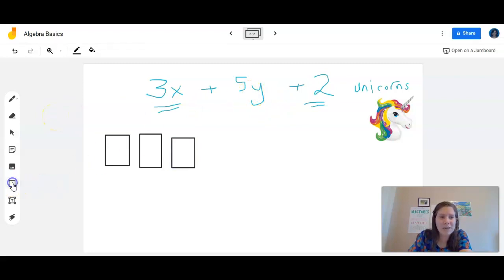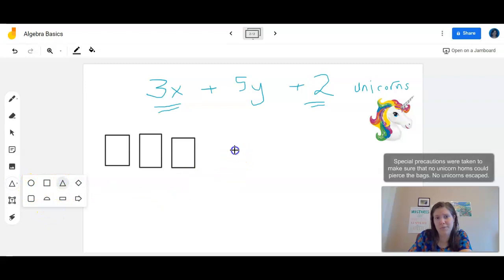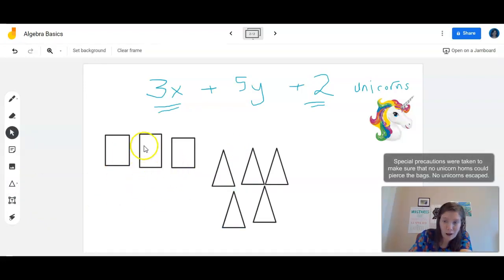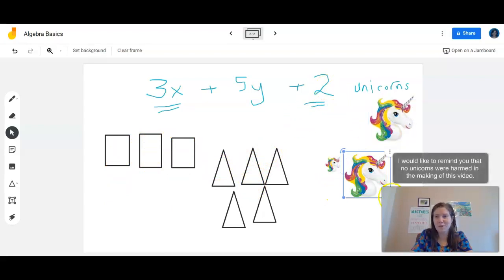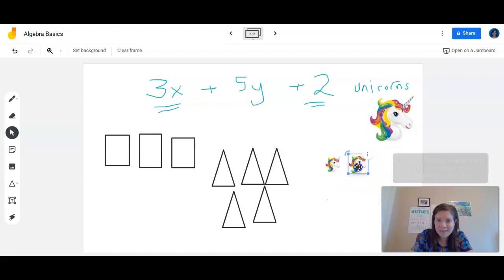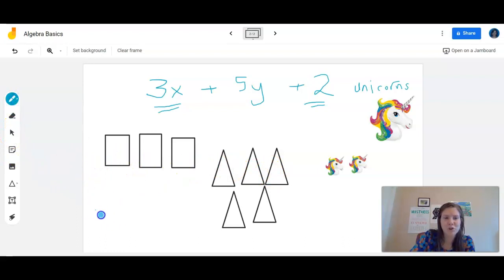5y is something entirely different. Maybe it's 5 bags of unicorns. So I have 3 boxes of unicorns plus 5 bags of unicorns plus 2 unicorns just hanging out. The question is, how many is in each bag, how many is in each box, and how many do we have all together?